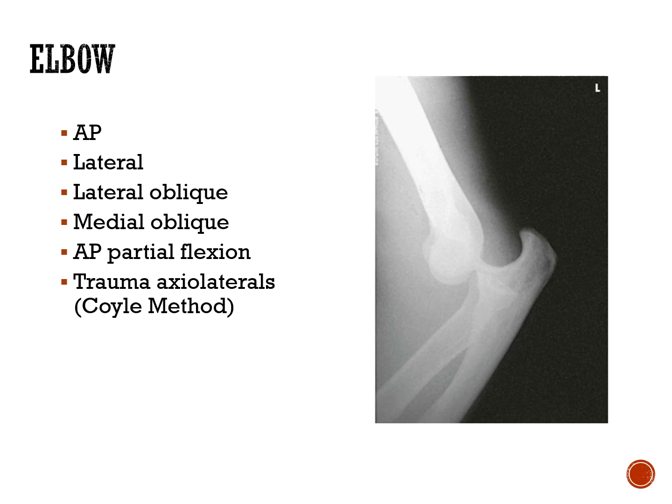With the elbow, we're going to look at the AP, the lateral, oblique, the medial oblique, AP partial flexion, and the trauma axial laterals called the Coyle method.